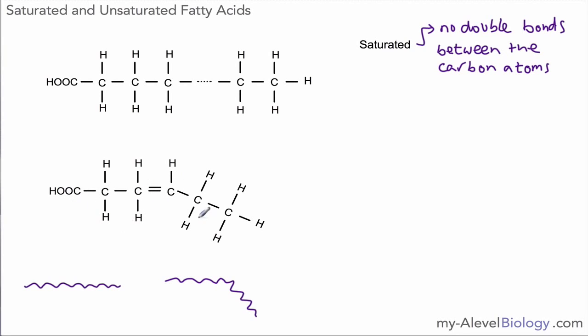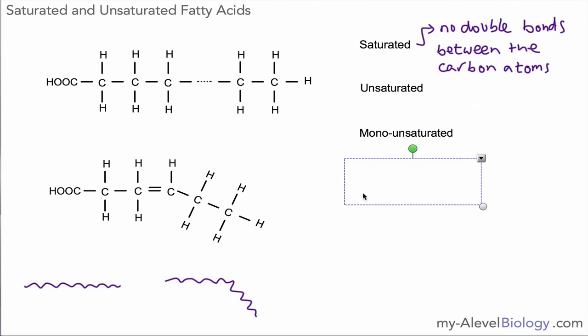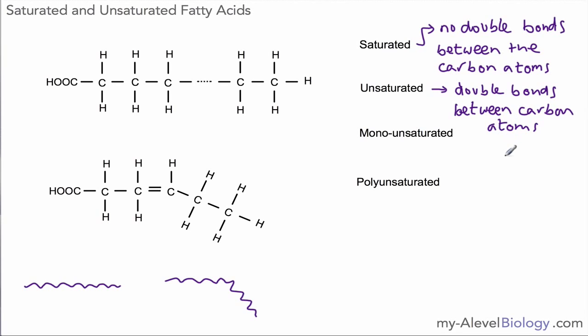But here we have our unsaturated fatty acid. Because we have only 1 double bond between carbon atoms, we can say that it's monounsaturated, mono meaning 1, and if we have more than 1 double bond between carbon atoms, we can say it's polyunsaturated. So the key thing here is if we're talking about unsaturated fatty acid chains, we mean that they have double bonds between the carbon atoms.